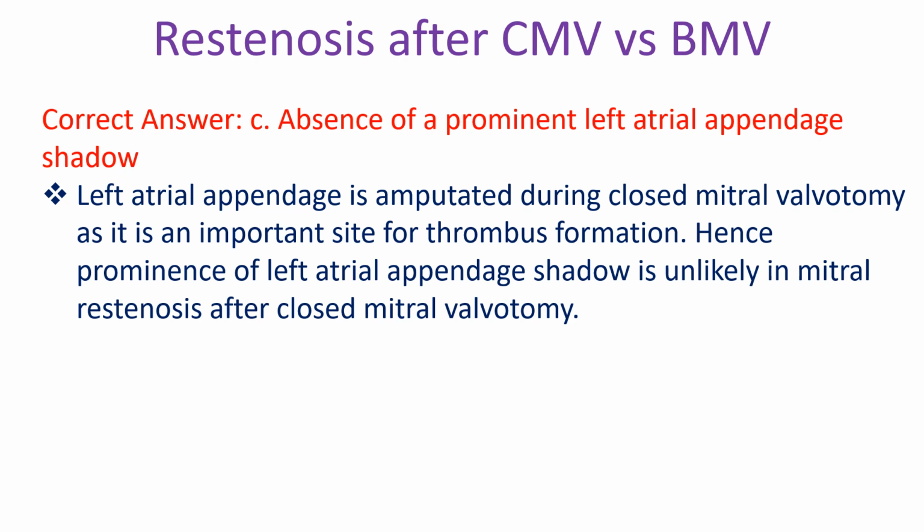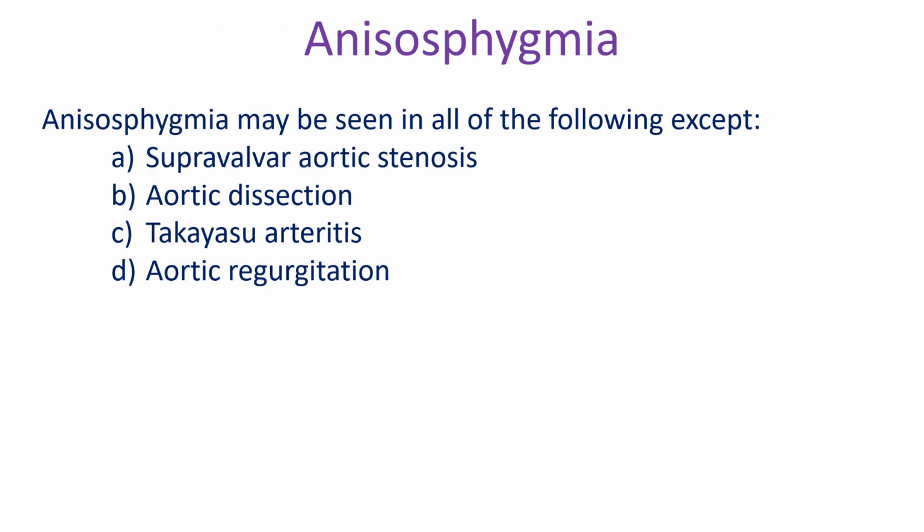Left atrial appendage is amputated during closed mitral valvotomy as it is an important site for thrombus formation. Hence, prominence of left atrial appendage shadow is unlikely in mitral restenosis after closed mitral valvotomy.